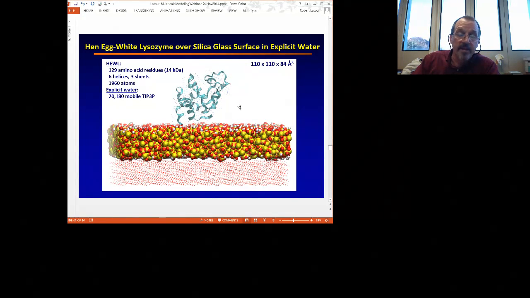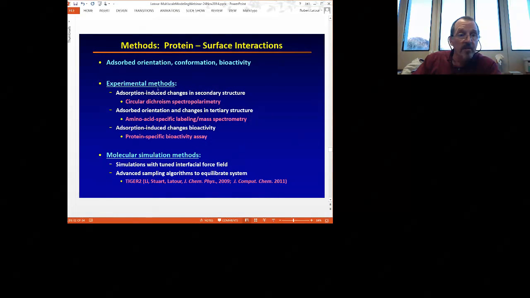And so my experimental group has spent a great deal of effort developing these methods. The experimental methods here: we're using circular dichroism spectropolarimetry to look at the secondary structure of the protein on the surface. And then a method we've been working a lot with recently, amino acid specific labeling and mass spectrometry. This lets us probe the orientation and changes in tertiary structure of our adsorbed protein. And then we use standard bioactivity assays to look at the effect of adsorption on the bioactivity. And these are all things that we can compare with our simulation results, so we can assess whether the simulation results are reasonable or not.